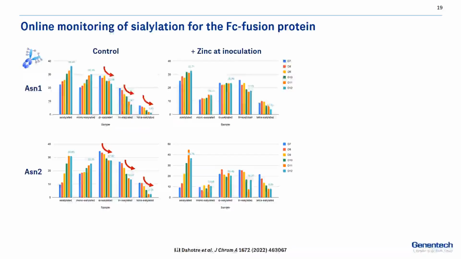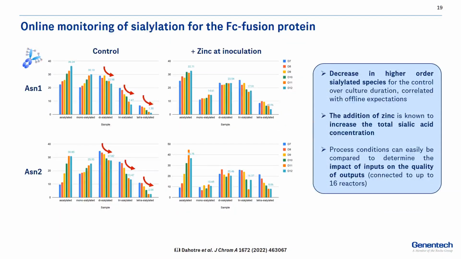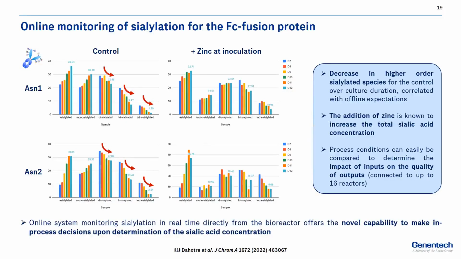To finish, online monitoring of sialylation for the Fc fusion protein was performed. A decrease in higher order sialylated species over the course of the cultivation days was observed and correlated with offline expectation. Furthermore, the addition of zinc is known to increase the total sialic acid concentration, and that's what we observed in our system. The process conditions can easily be compared to determine the impact of inputs on the quality of outputs. And finally, our online system is able to offer the novel capability to make in-process decisions upon determination of the sialic acid concentration.